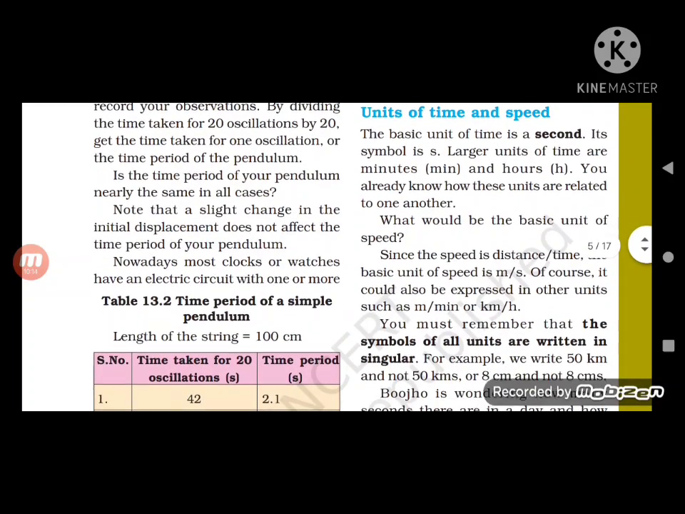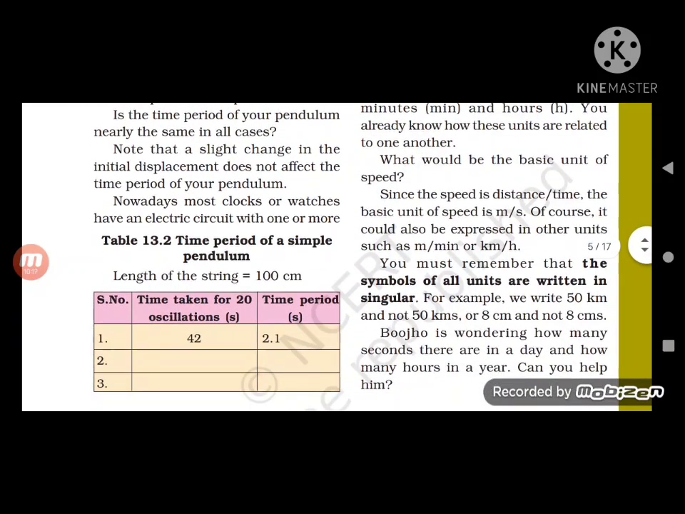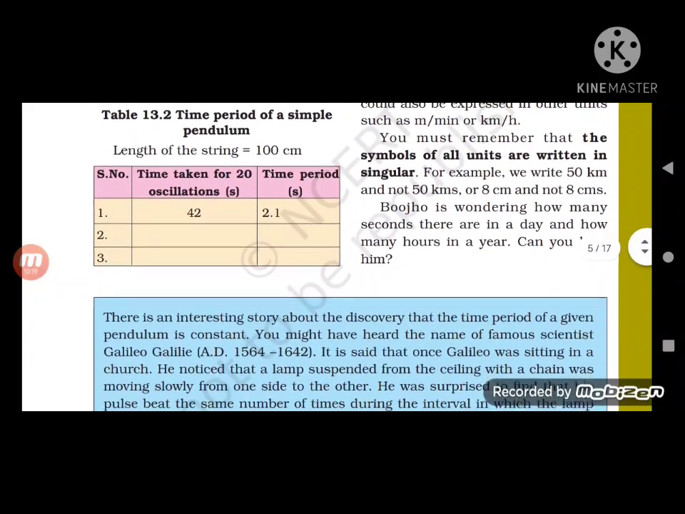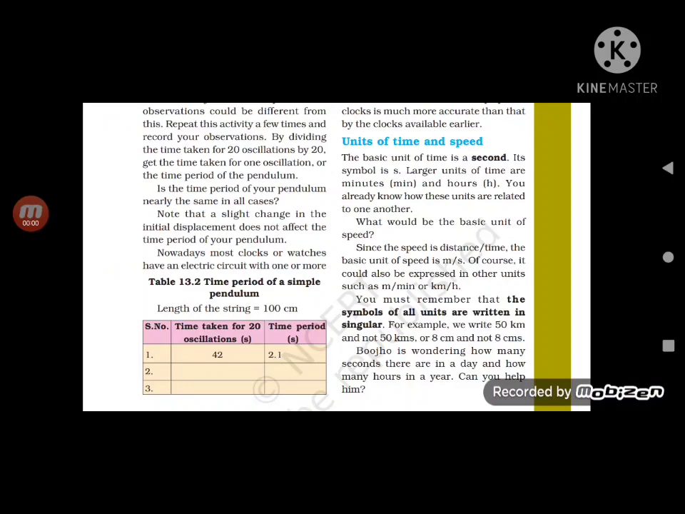So now, units of time and speed. We know that the basic unit of time is second and its symbol is s. A larger unit of time is minute or hour. You already know how these units are related to one another. So what would be the basic unit of speed? Speed is equal to distance upon time. And what is the basic unit of distance? The basic unit of distance is meter and the basic unit of time is second. So speed will be meter upon second.